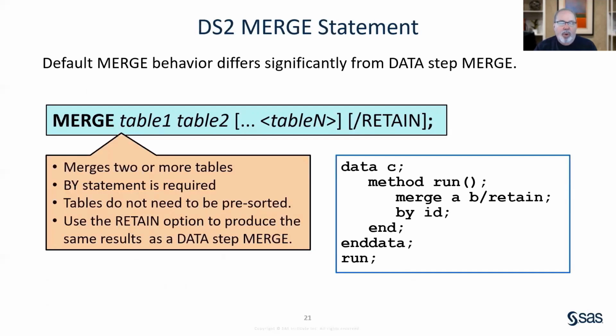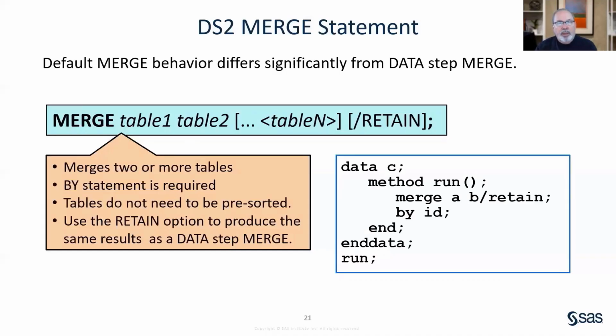Now, one thing that looks a lot the same but works significantly differently is the merge statement in DS2. Like in the Base SAS data step, you can merge two or more tables using a merge statement, but unlike a Base SAS data step, you don't need to sort the tables first. And also, unlike a traditional data step, the by statement is required in DS2. Lack of a by statement in a merge situation will result in a syntax error.